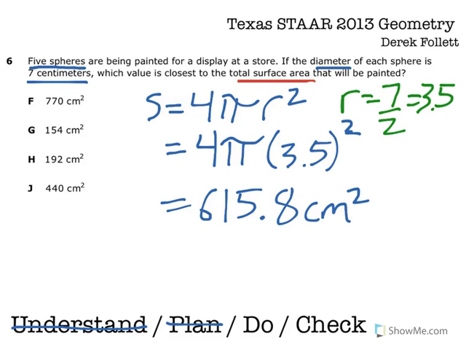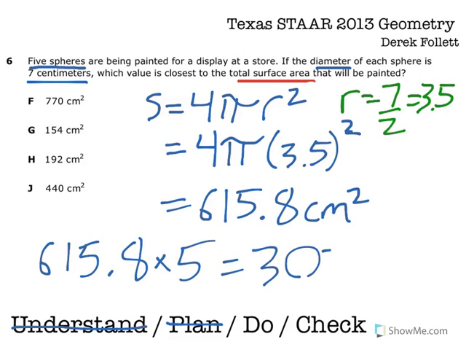Well, that's not one of my answer choices, though. But I remember that I was painting 5 of them. So I'm going to multiply that by 5. So my total, 615.8 times 5, get 3,079 square centimeters. Well, wait a minute. That doesn't match any of my answer choices. So what did I do wrong? Maybe I misunderstood the problem.